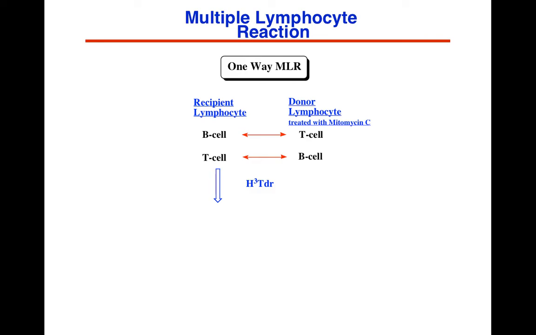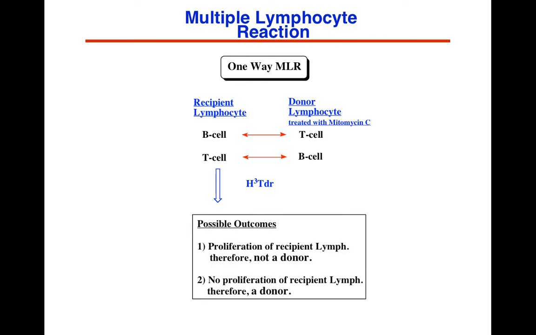But if you take the recipient cells and the donor cells, which have been treated, those are cells that can't proliferate. And if you again add the radio-labeled nucleoside, thymidine, you can measure the amount of incorporation, the amount of proliferation or non-proliferation. If you see lots of the radio-labeled nucleoside incorporated into the cells, that means proliferation has occurred, and so the recipient lymphocytes therefore are not a match for the donor.